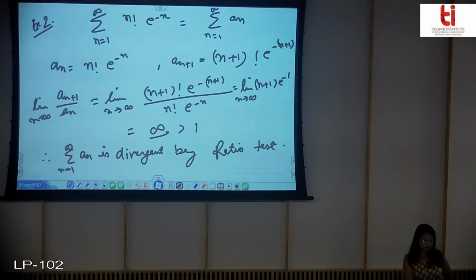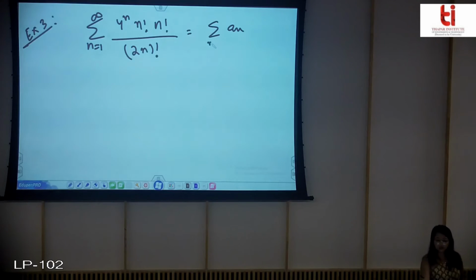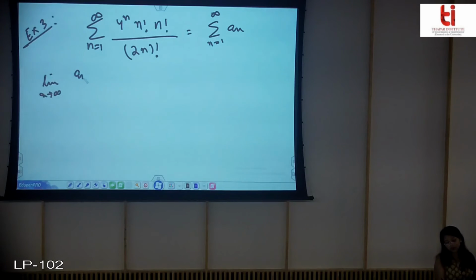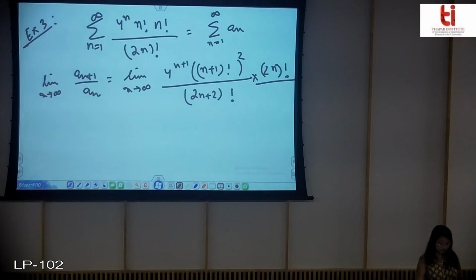Then how will you deal with it? So example 3, you have this. Again I am writing this for notation. So if you find out the limit as n tends to infinity of a_{n+1} by a_n, what will you get? This is a_n and you can find out a_{n+1}. I am writing it directly, that you will get this.